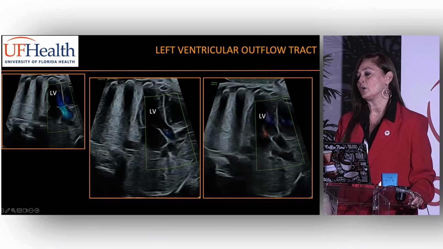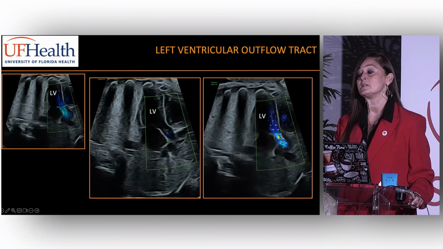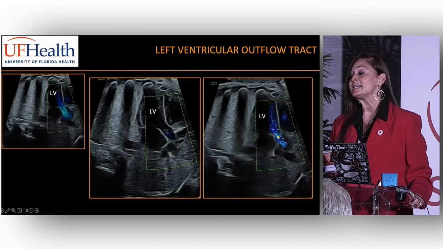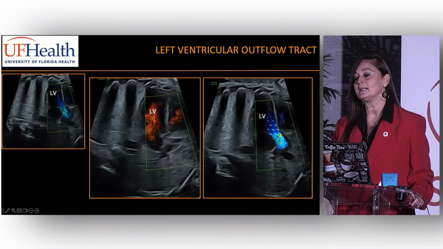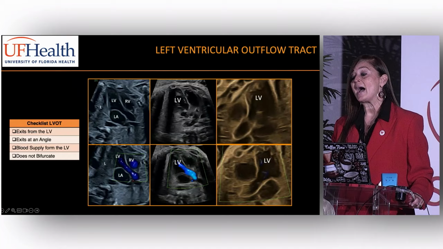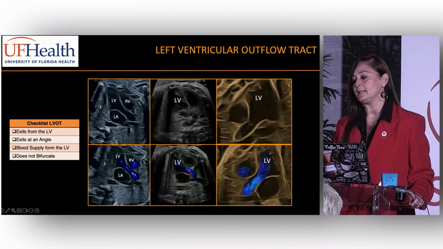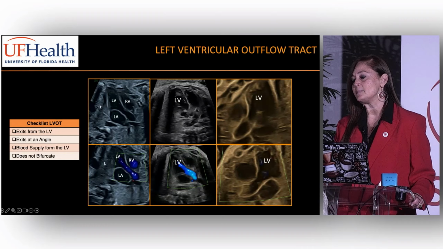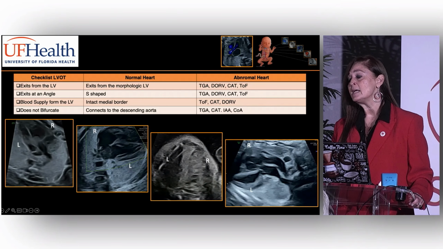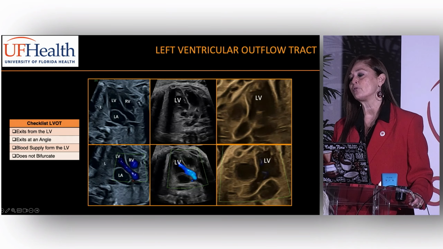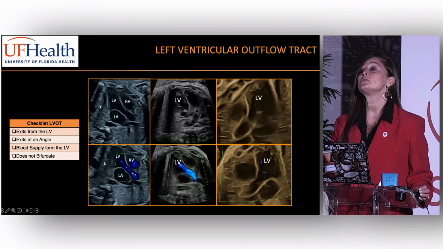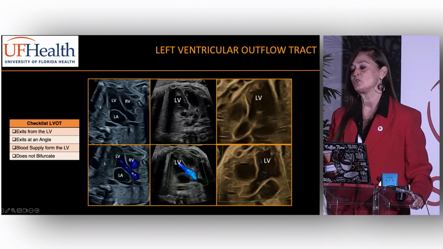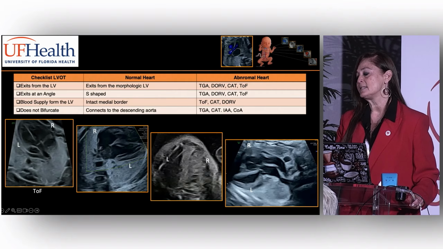But with the left ventricular outflow tract, it is so important to see that it's coming from the left ventricle only, that it is exiting out at an angle, and you have this continuity medially. And it needs to not bifurcate, because sometimes it becomes very hard to see whether there is a bifurcation or not. You need to follow that ventricle all the way out, or otherwise you may miss transposition. And here are some examples.